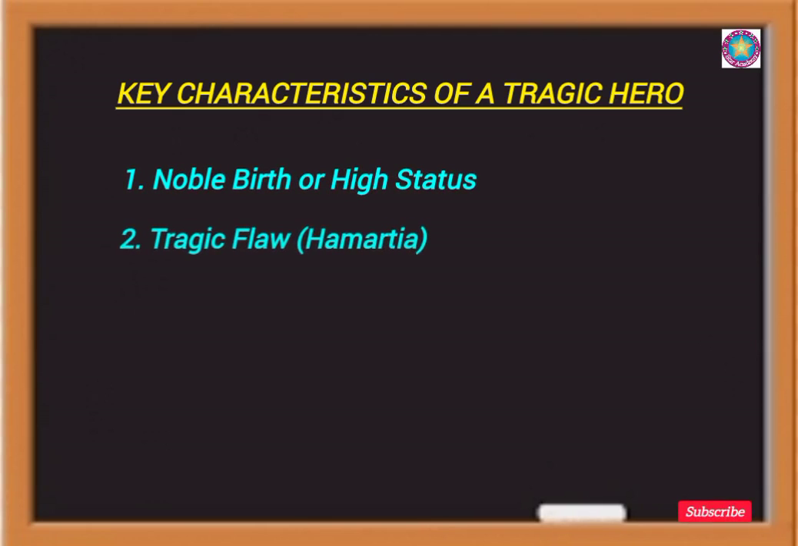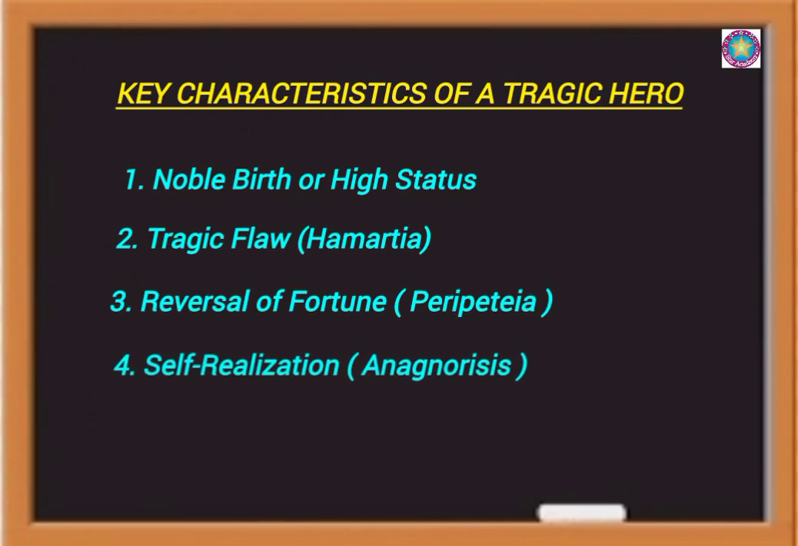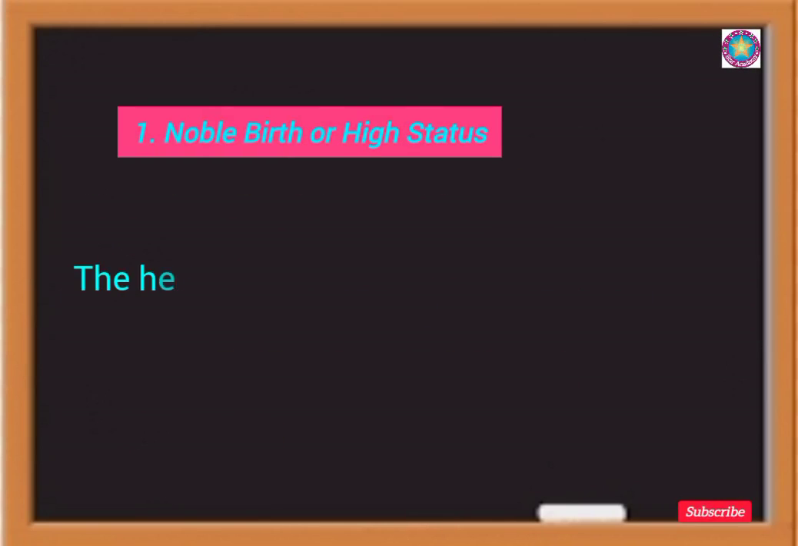The five key characteristics of a tragic hero are noble birth or high status, tragic flaw, reversal of fortune, self-realization, and catharsis. Now, let us discuss these characteristics one by one in detail. Noble birth or high status.